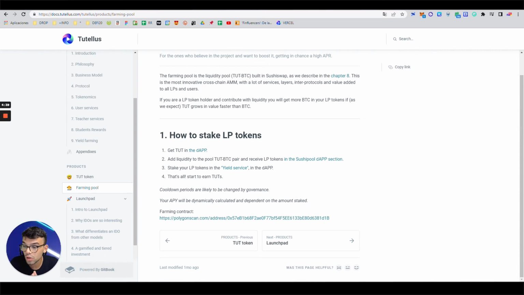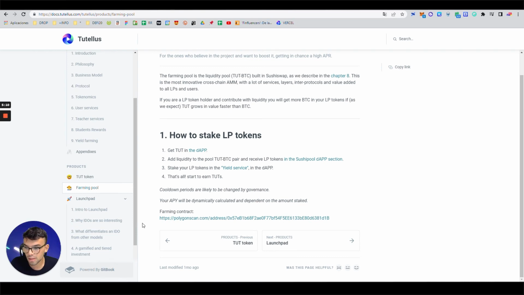And this LP token has to be staked, has to be sent to the smart contract, the farming smart contract, in order to generate yield. Okay, not by just having the LP token we're going to make money or we're going to create more TUTs. We need to put that LP token in staking in order to make sure that this LP token generates more TUTs, and we can have an interesting APR. By this time that I'm filming, which is August 2022, the APR is about 90%.